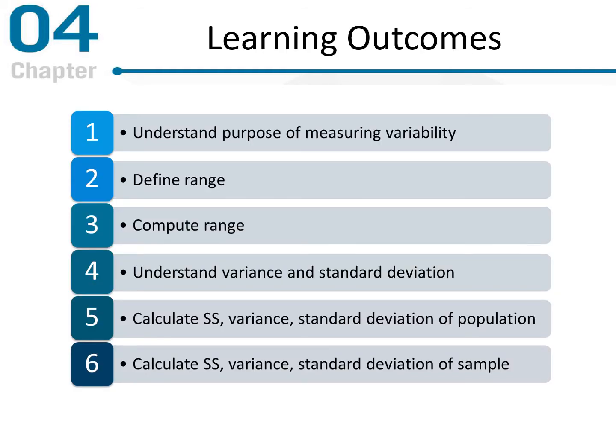Some of the overview for this week's topics include the purpose of measuring variability, defining the range and computing the range, which is relatively simple to do, understanding variance and standard deviation, which is a little bit more complicated, and calculating the SS, which is the sum of squared deviations about the mean, or usually known as sum of squares, the variance, the standard deviation of the population, and doing the same thing for a sample, and then talking about the differences between computing the sample variance and sample standard deviation compared to computing the population variance and the population standard deviation.